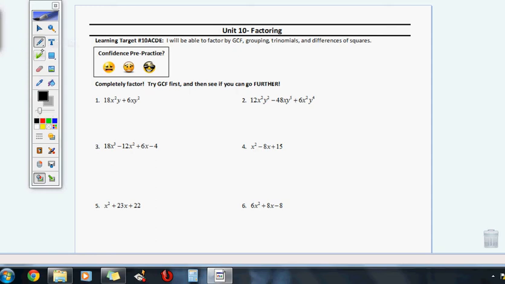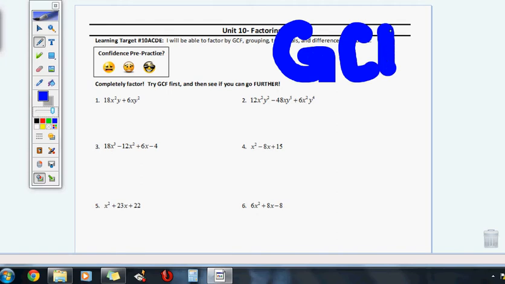Okay, we're going to work on Unit 10 factoring. First thing I got to do, I hope you are knowing that I'm going to do this. I'm about to write something very large right here, and it deals with factoring. Can you guess what it is? All right, here we go. That's a lot larger than I thought, but that says GCF.